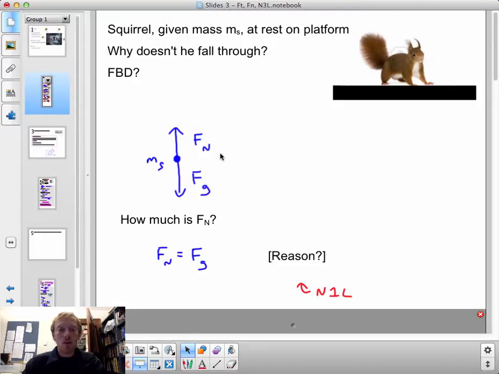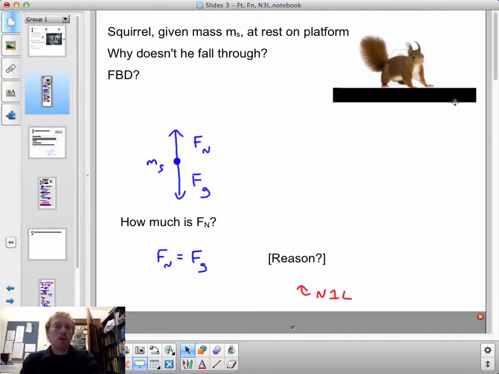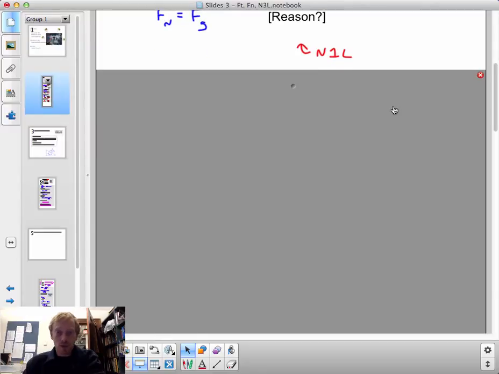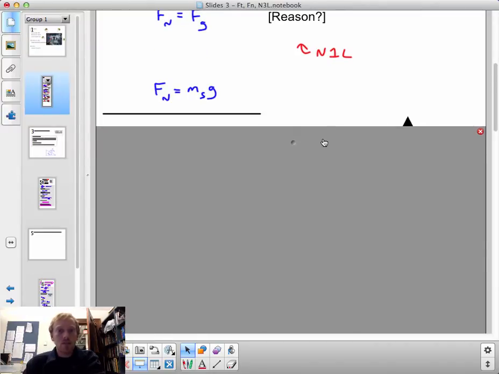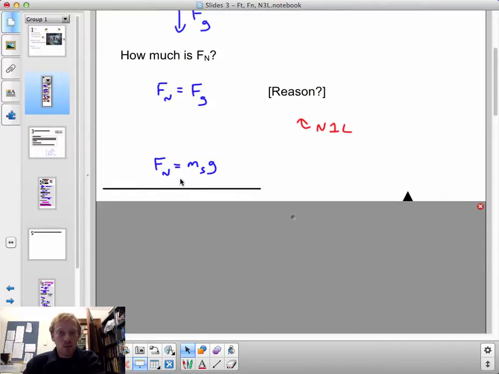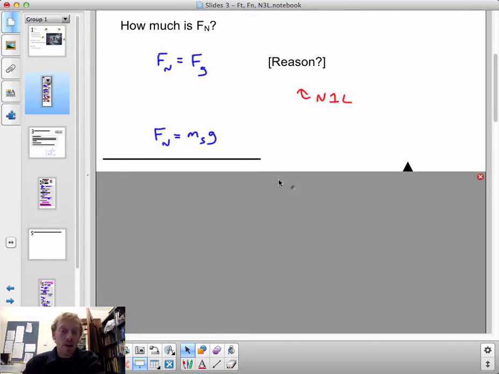So I've just used the word normal force to describe this support force that the platform exerts on the squirrel, and indeed that is a type of force that we're going to encounter more of. The value of the normal force in terms of the given mass of the squirrel is the mass of the squirrel times gravity, because that right-hand side is equal to the gravitational force on the squirrel by our gravitational force law.